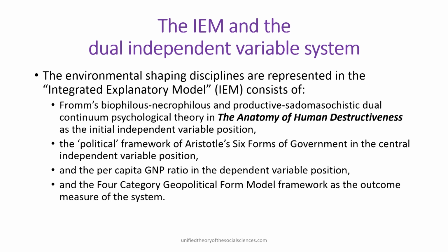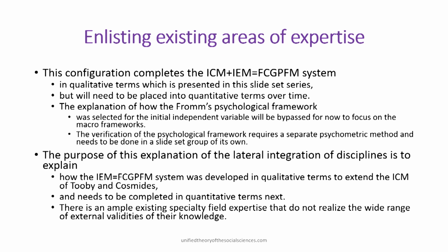The political framework of Aristotle's six forms of government is in the central independent variable position of the model, and the per capita GNP ratio is a dependent variable position, and the 4-category geopolitical form framework is the outcome measure of the system. This configuration completes the ICM plus IEM equals 4-category geopolitical form model system in qualitative terms, which is presented in the slide set series, but will need to be placed in quantitative terms over time.